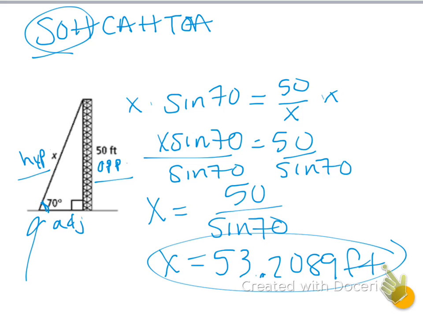Generally, if there's a picture or a story problem, you're going to label it feet or yards or meters or inches or something like that, okay? So make sure you label.